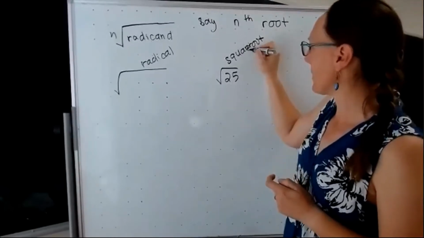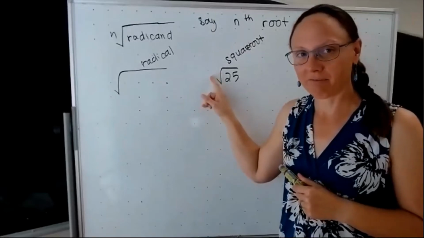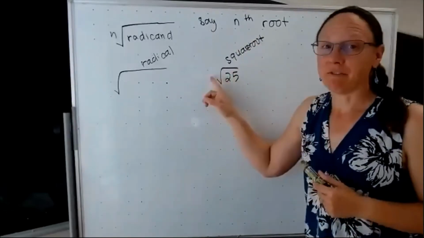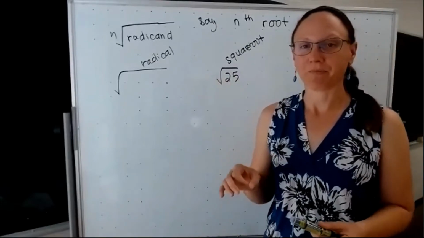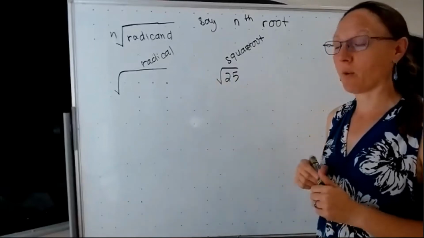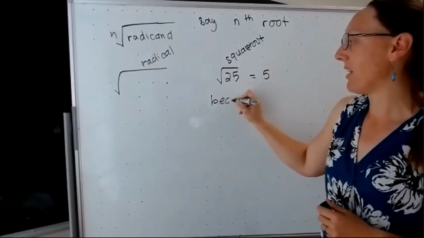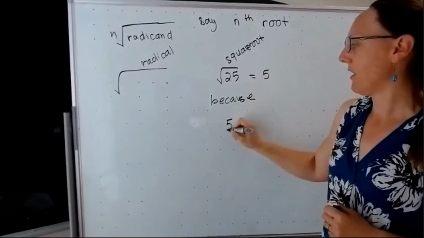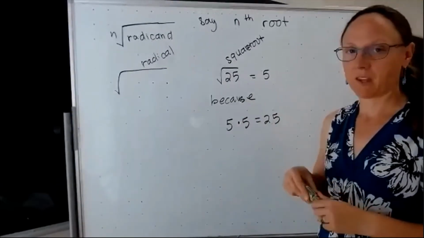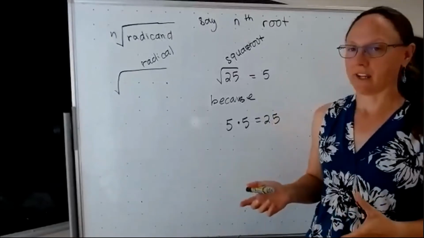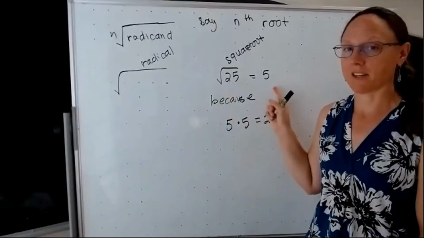It's a square root anytime I do not put a number here. The invisible number that we don't write when we mean a square root is that we're putting in a 2. When we write the square root of 25, the answer to this is 5. And our because statement would look like 5 times 5 is equal to 25. Now, the thing that I want to point out is the square root of 25 is defined to be positive 5.